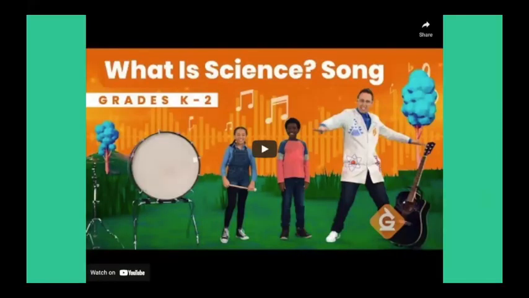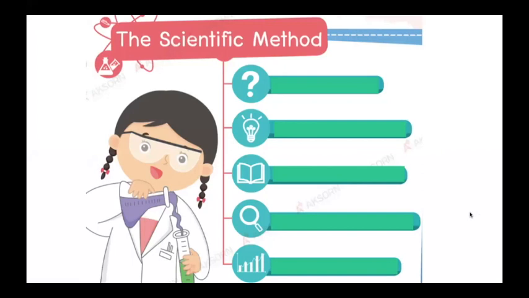Science is about the world around us, all right? So to study the world around us, we have to follow the scientific method, okay? One more time, the 5 steps of the scientific method. Step number 1, asking questions. Step number 2, tell me, what is step number 2? Predicting the answers.